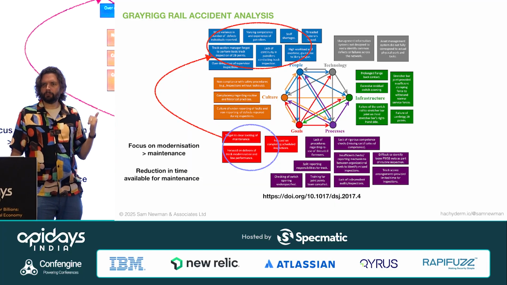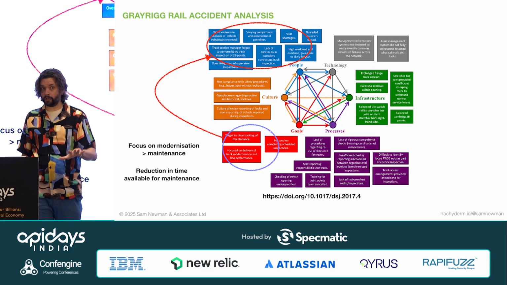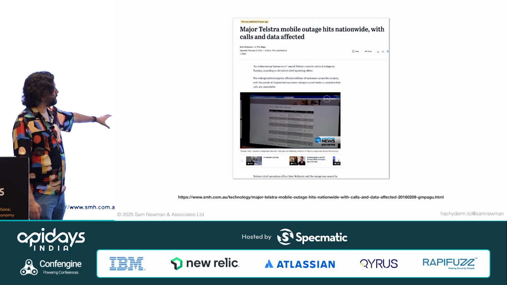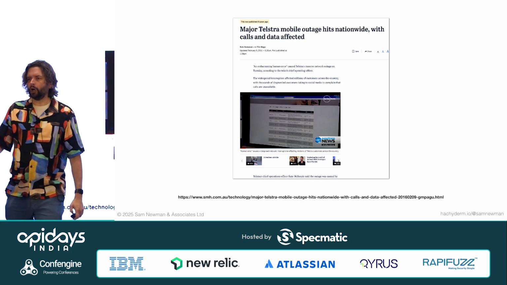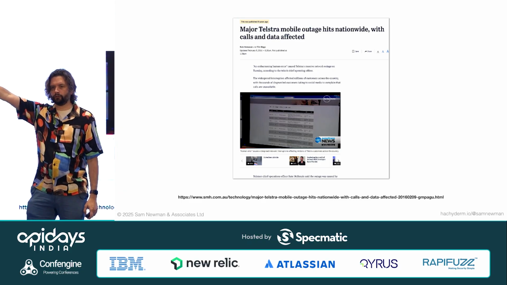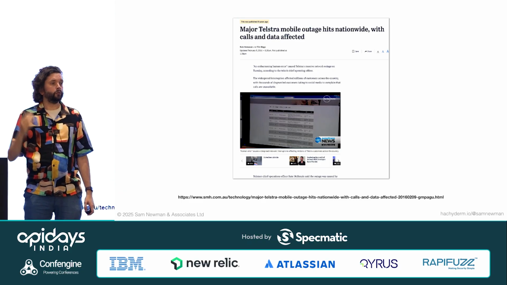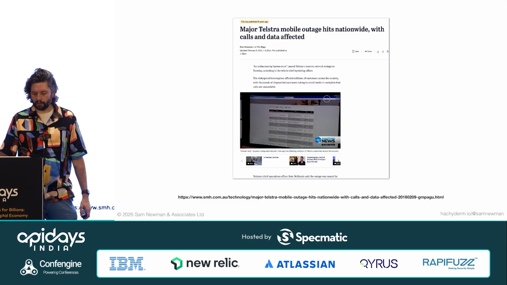I got to apply this model a little bit in a situation I was very, very peripherally involved in. I got myself into trouble. I used to live in Australia, big telco called Telstra, and Telstra had a massive outage. This caused internet and fixed telephony to stop working across all of Australia, and this wasn't good. I blogged about it, and that led to the trouble.